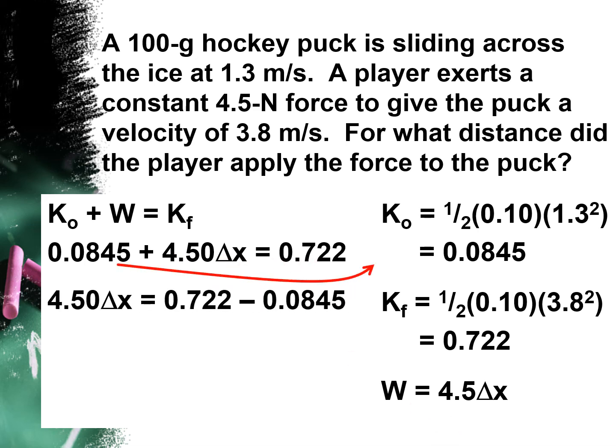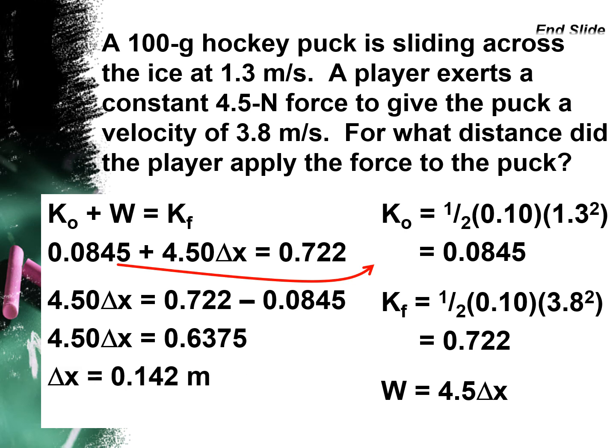All right, so we take that 0.0845 to the other side, subtract those two, and we get a total of 0.6375 on that side. And then to find our displacement, we have to divide by the 4.5, and that gives us a total displacement of 0.142 meters, which is about 14 centimeters for the distance that the force was being applied.